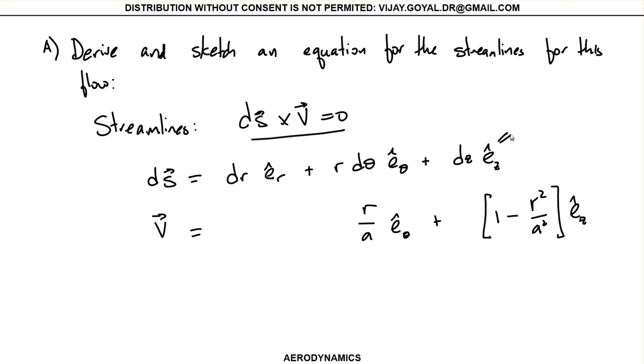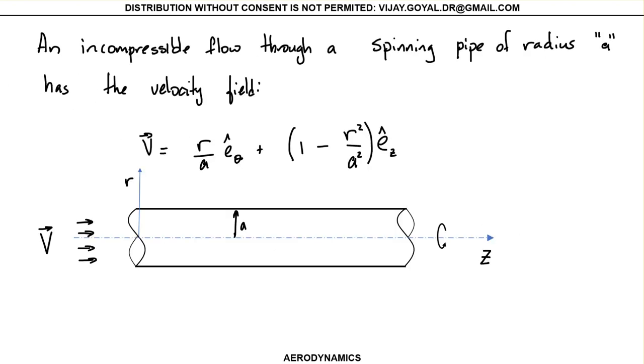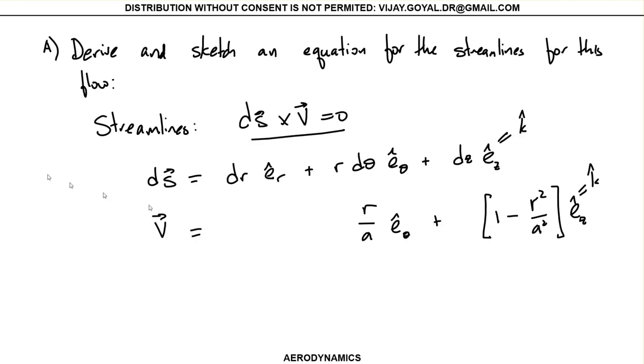Remember that this can also be written as k. This is also equal to k. That's the z direction is k. So this is in general how I express my velocity field also. I like to do it like this, where I express all my thetas in one direction, all my z's in the other direction, and r's in this direction. In this case, I didn't have any r component, as you can see here. So that's why there's nothing there.